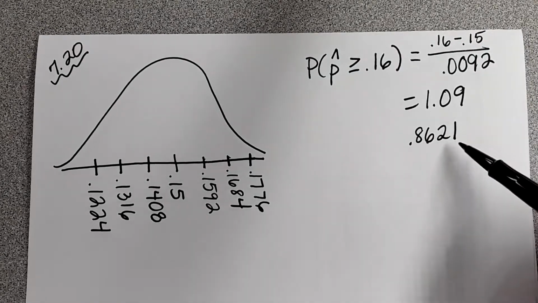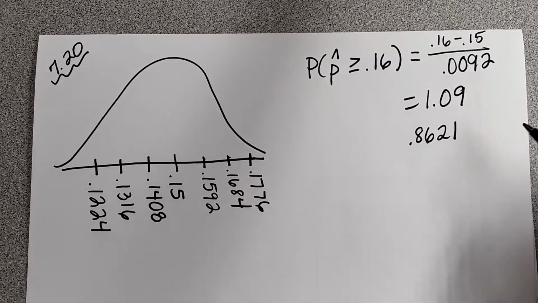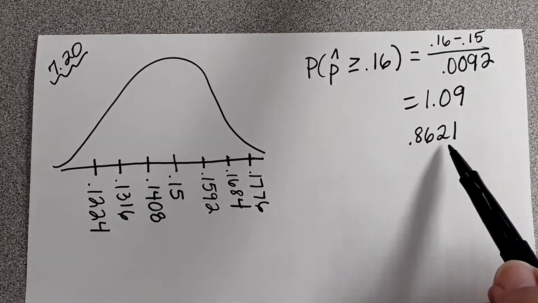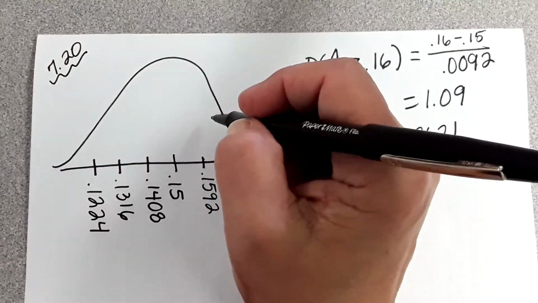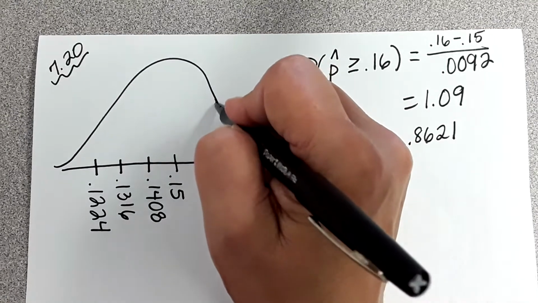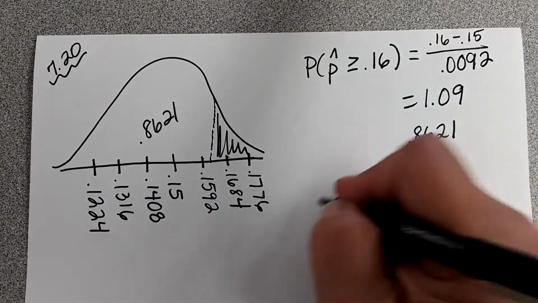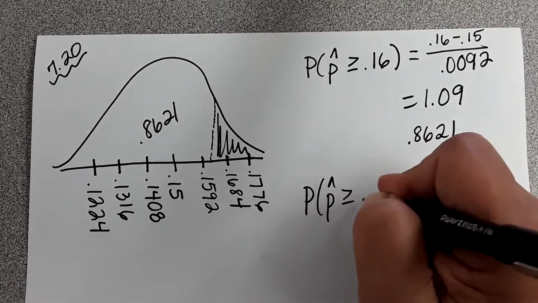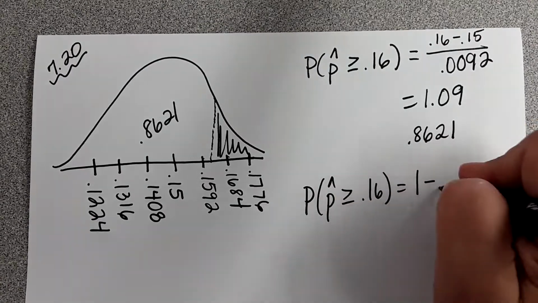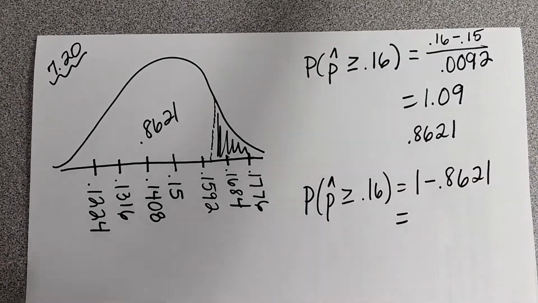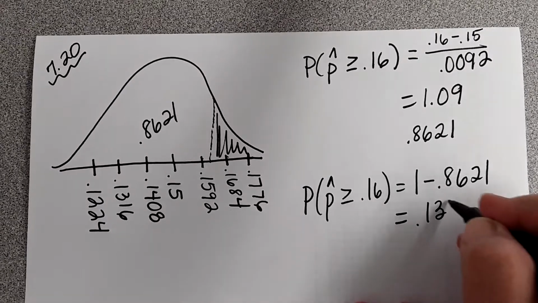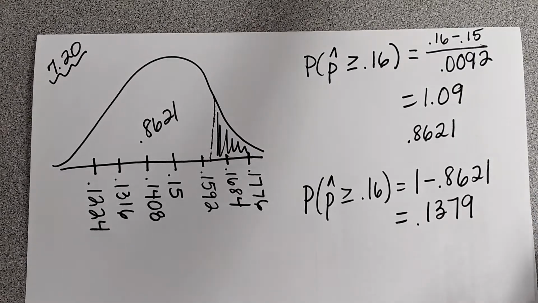Okay, but what's wrong with that number? When that's the number I got. What's wrong with that? I want it greater than, so what does that represent? That represents less than. I'm trying not to draw this picture again, but I guess I'm going to have to. So this is 0.8621. I want this part. So to find that part, we would do what? Yep. And what do we get? So the probability that p hat is greater than 0.16 is 0.1379. Okay.